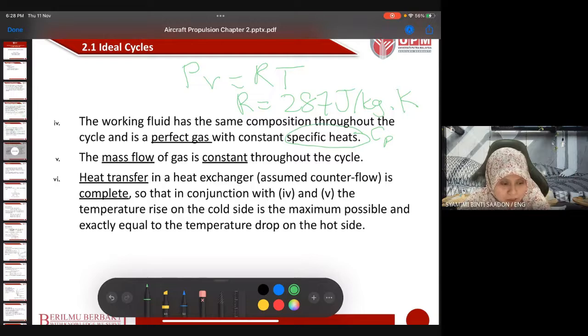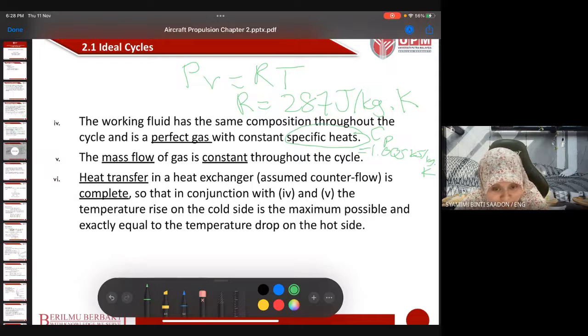Specific heat is also in joule per kilogram per Kelvin. For air, usually it is around 1005, or 1.005 kilojoule per kilogram per Kelvin. You don't have to memorize this value, but as we do the calculation, one day you will remember it. So CP is 1.005 for air.